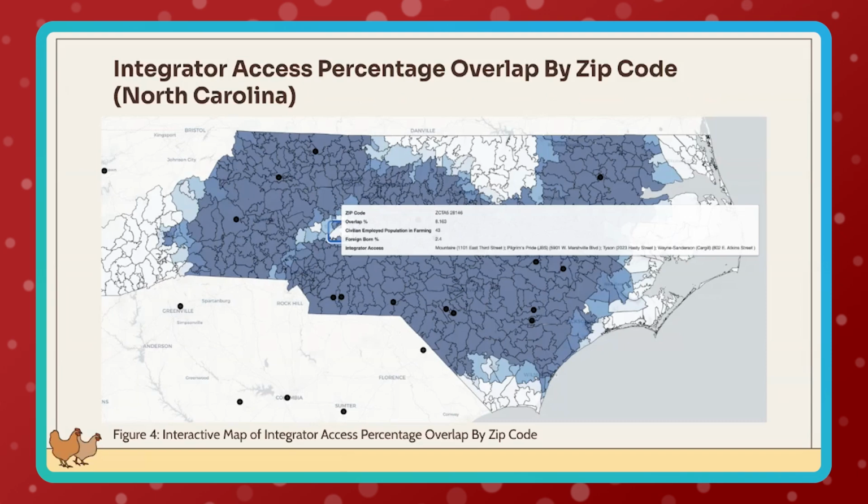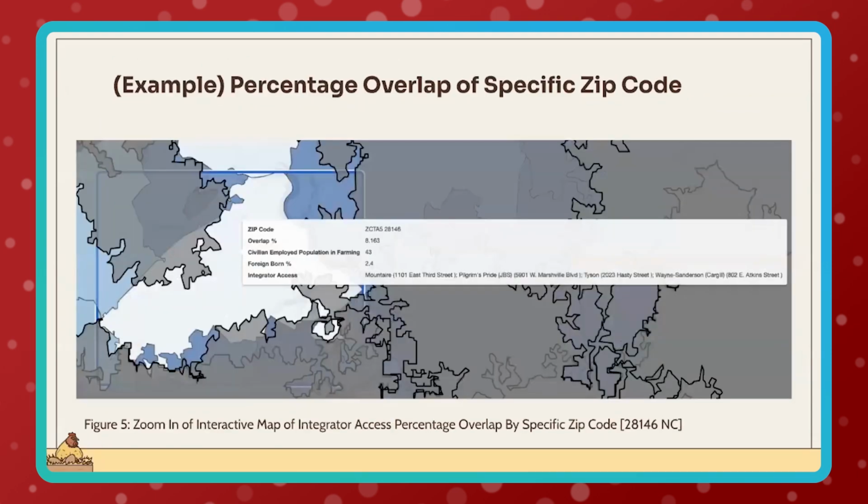For example here, the zip code selected shows that it has access to 4 integrators. However, the area of overlap is only 8%. And if we zoomed in, we would be able to see that the zip code only captures the very edges of boundaries from integrator access, which is shown by the gray areas.